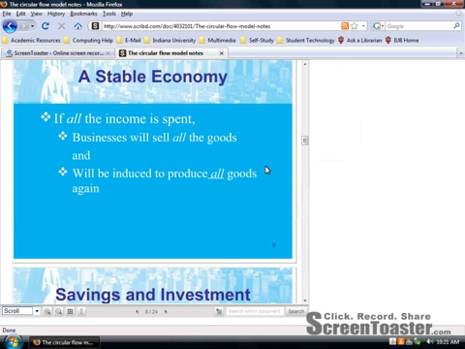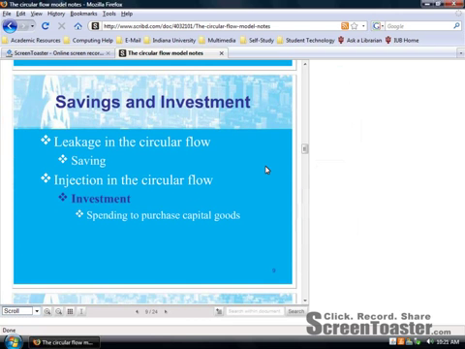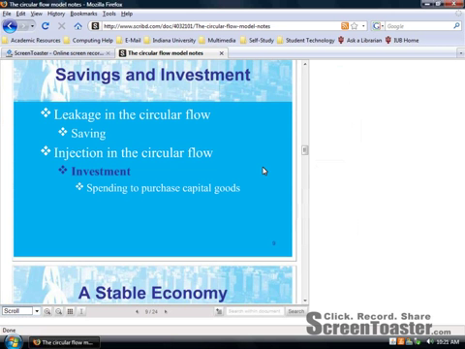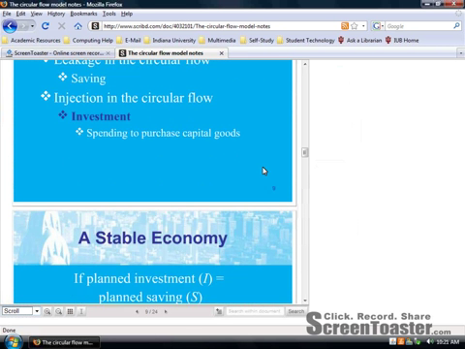A stable economy. If all the income is spent, business will sell all the goods and will be induced to produce all goods again, which could be a stable economy. Savings and investment. Leakage in the circular flow is saving. Injection in the circular flow is investment, which can be done by spending to purchase capital goods.